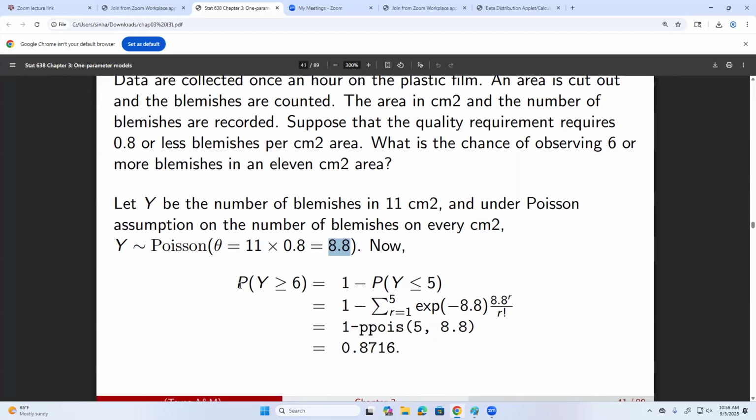Now, I want to calculate the probability that y is greater than or equal to 6. The number of blemishes will be larger than or equal to 6 is equal to, you just need to specify the parameter value and you can calculate it in R or in any software. It turned out it is 87%, 0.87.